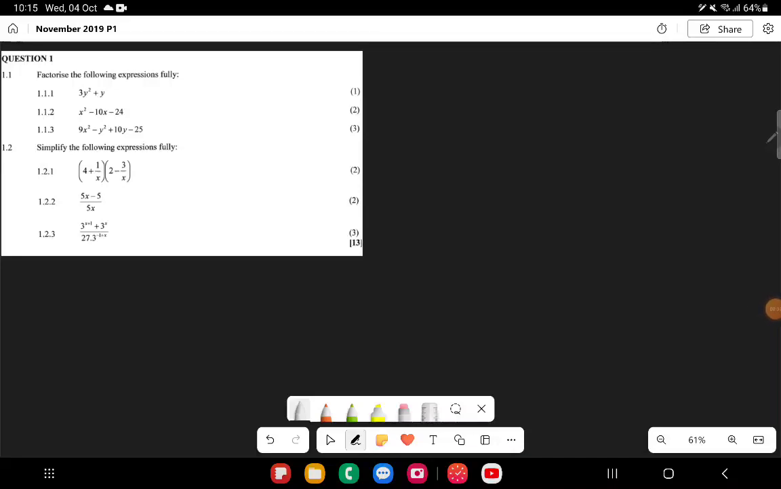November 2019, Paper 1, Grade 10, Exam Review. Question 1.1. Factorize the following expressions fully.